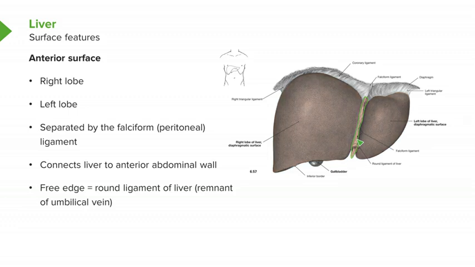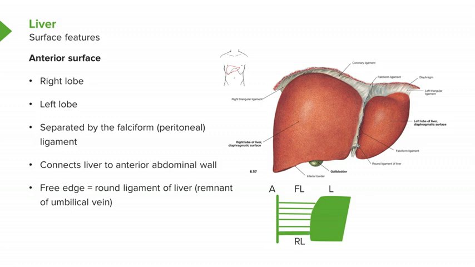We can see the same happening up here with the coronary ligament projecting to the diaphragm. This helps to support the liver in its position. If we imagine the anterior abdominal wall is here, and this is the liver, then spanning the anterior abdominal wall towards the liver, we have the falciform ligament. Then here, where the falciform ligament finishes, we have what's known as a free edge.